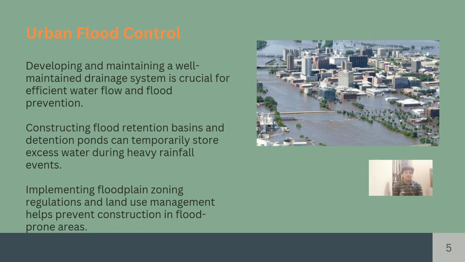Developing and maintaining a well-maintained drainage system is crucial for efficient water flow and flood prevention. Constructing flood retention basins and detention ponds can temporarily store excess water during heavy rainfall events. The implementation of floodplain zoning regulations and land use management helps prevent construction in flood-prone areas.